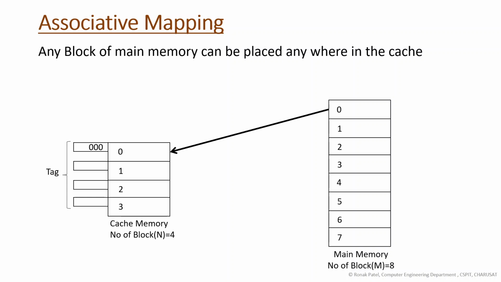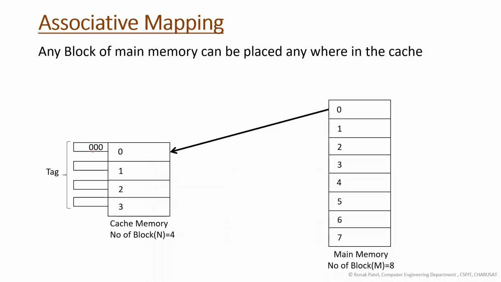Now all blocks are empty: 0, 1, 2, 3. All are empty. So suppose first I need to put block number 0. That block will be placed in the first empty block. It is 0. Now there is a tag.